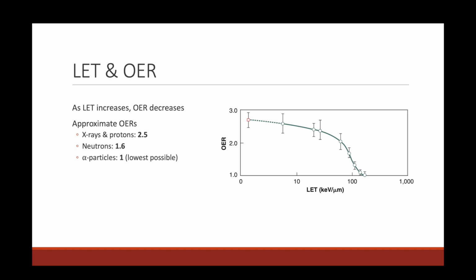So oxygen enhancement ratio, rather, was highest for X-rays and protons at around 2.5. So the big takeaway is that as LET increases, as we get to more densely ionizing radiation, the OER actually decreases. So just to remember, the approximate enhancement ratios for X-rays and protons, OER was about 2.5. For neutrons, OER was about 1.6. And for alpha particles, it was basically no OER, which is an OER of 1. That's the lowest possible, right? So OER for alpha particles is 1, OER for neutrons is 1.6, OER for X-rays and protons is 2.5. And these are inversely related. So as the LET increases, the OER decreases.